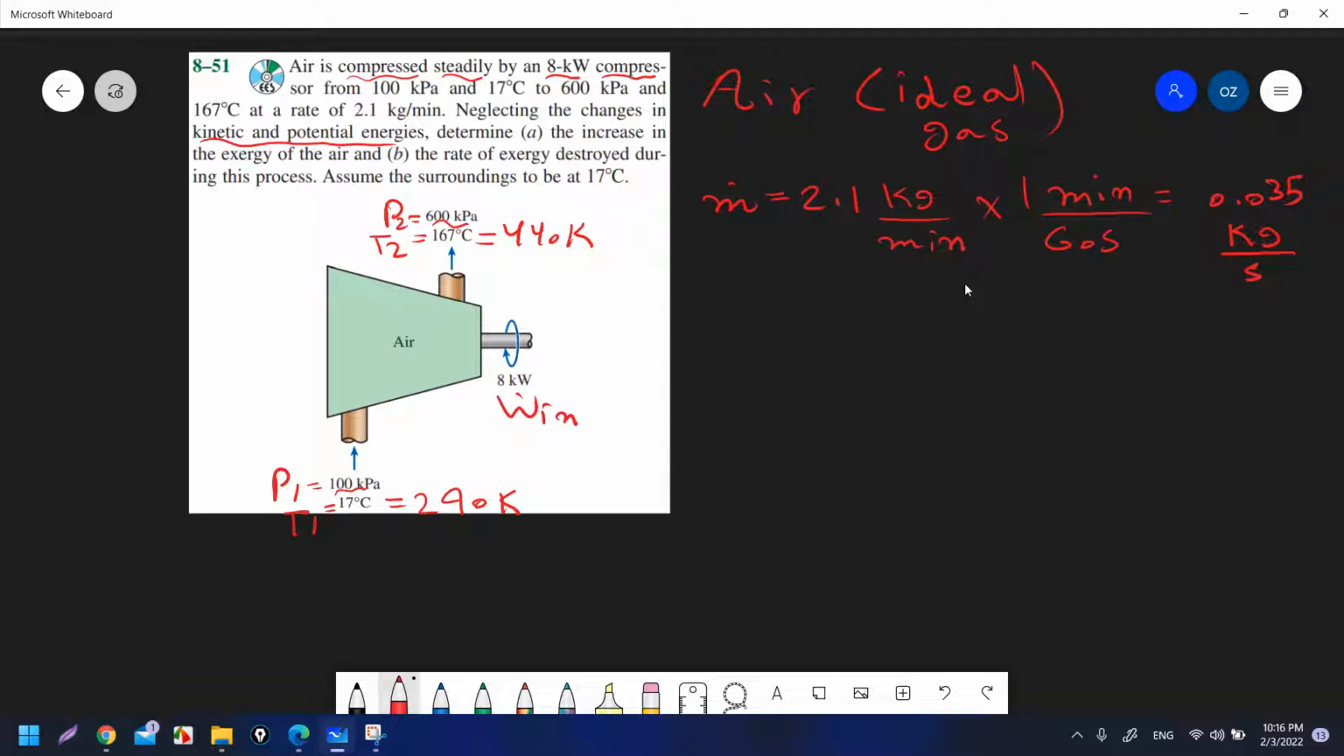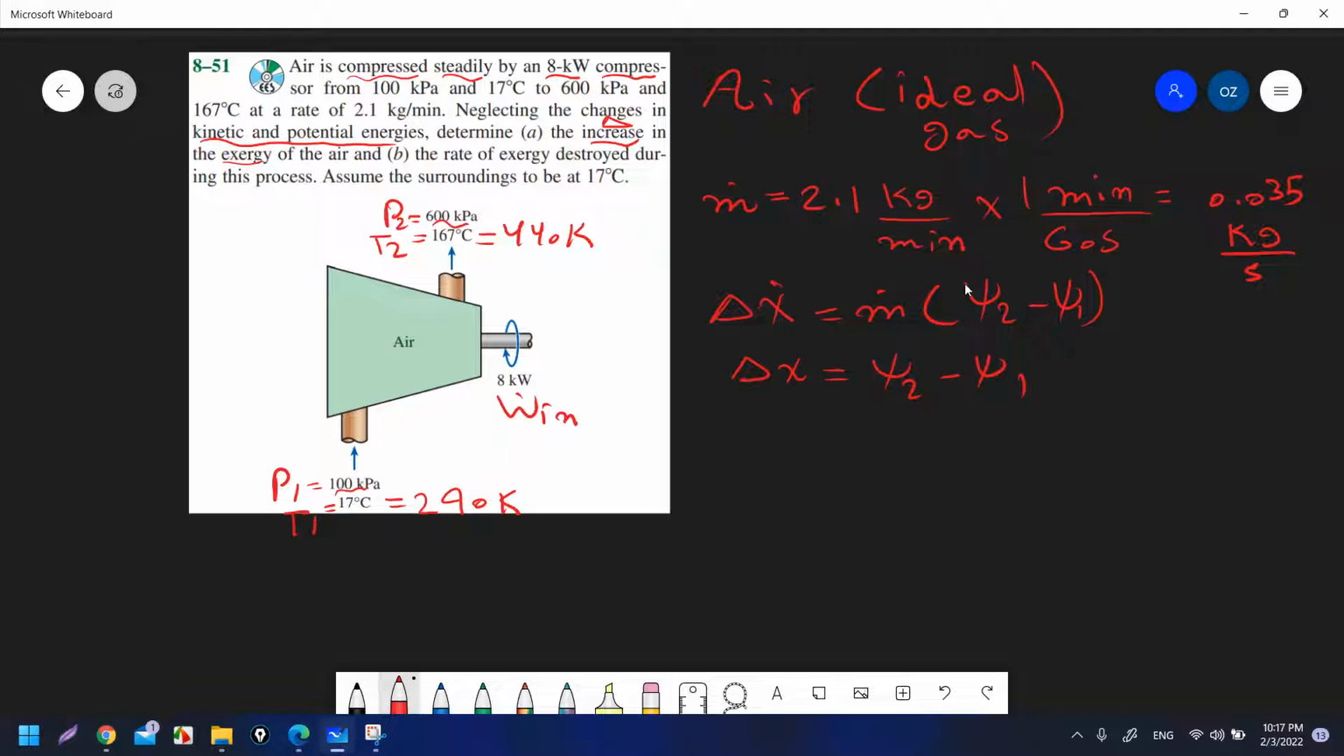Determine the increase. Increase means change. So state 2 will have a higher exergy than state 1. So he wants me to find delta X. Should it be in rate form or just delta X? Do you want me to find psi 2 minus psi 1 times the molar mass, or only psi 2 minus psi 1? Actually it doesn't matter. At the end you have the mass flow rate, multiply with the mass, you will get any one of them. It doesn't matter.